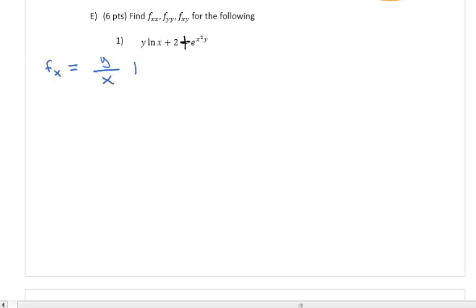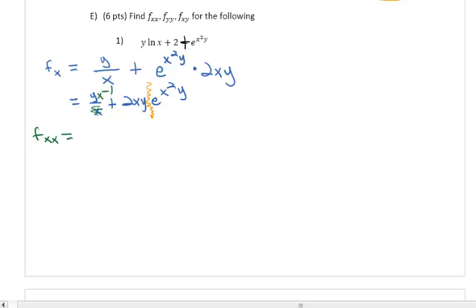The derivative of 2 is 0, plus e to the x squared y is e to the stuff, times the derivative of the stuff with respect to x, which is 2xy. So we have y over x plus 2xy e to the x squared y. And the key to notice on the right side especially is that it is a product, 2xy times e to the x squared y. So when I find fxx, we're going to treat that 1 over x as x to the negative 1 to make this easier.